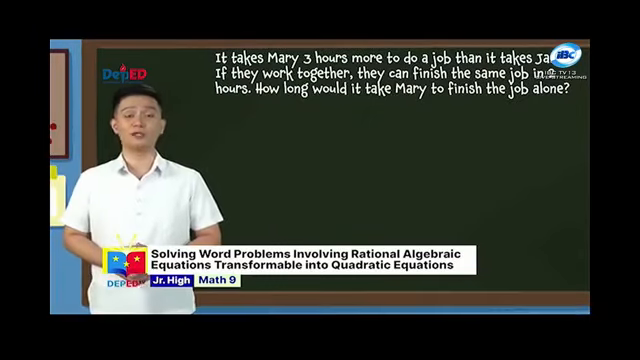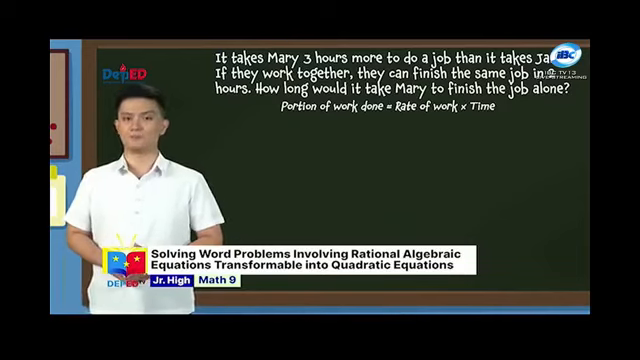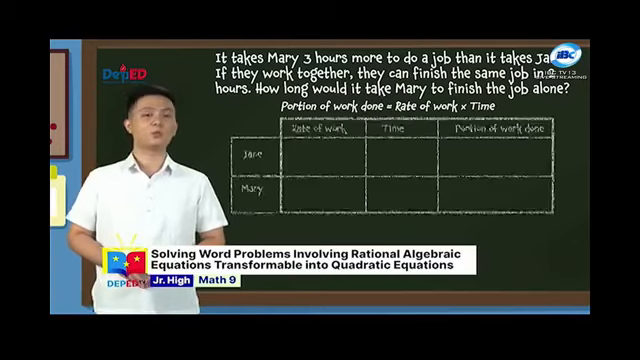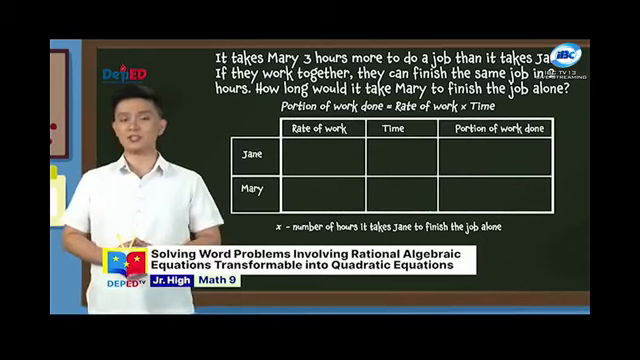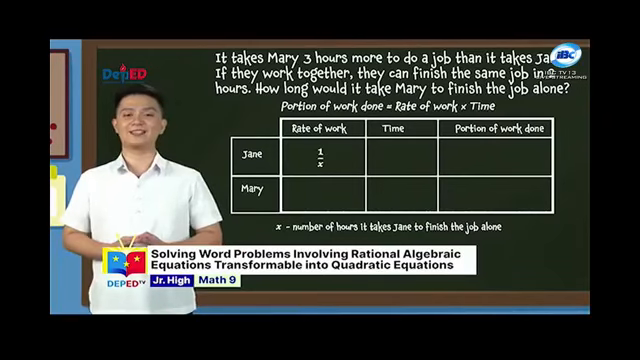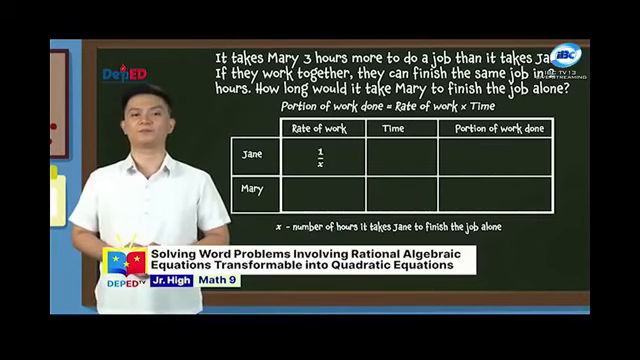For problems involving rate of work, we have to use this formula. Portion of work done equals rate of work times time. Rate of work refers to the amount of work done per unit of time. So, we let x be the number of hours it takes Jane to finish the job alone. This means that Jane's rate is 1 over x. She can accomplish 1 over x of the job per hour.